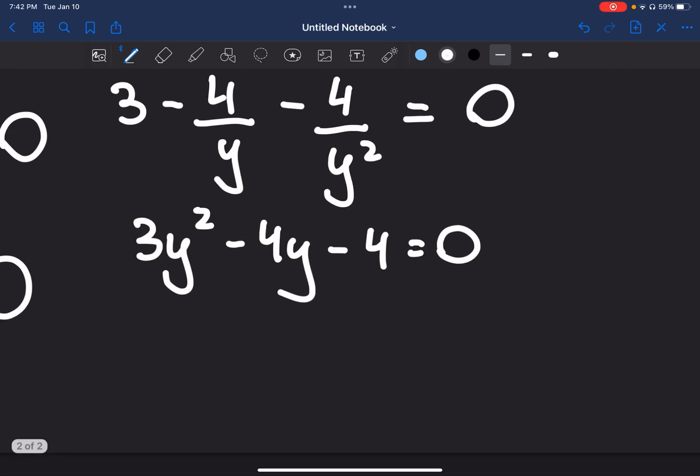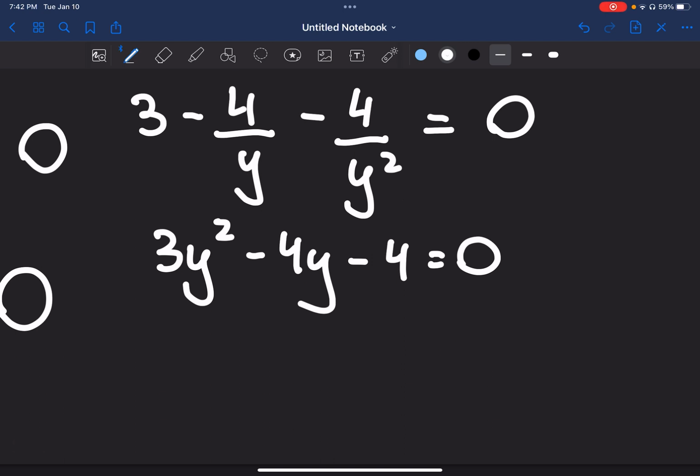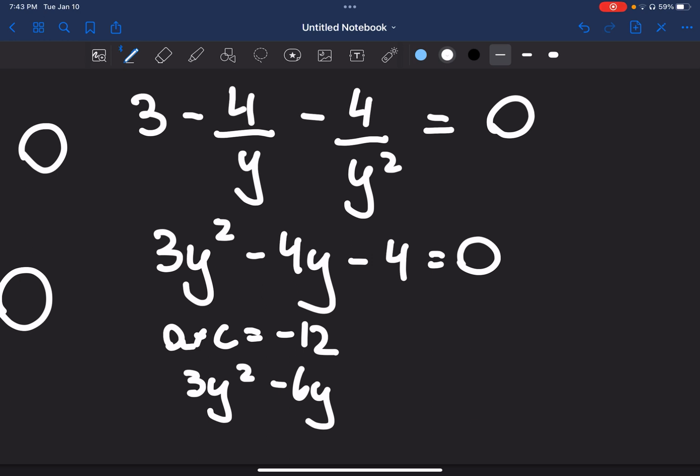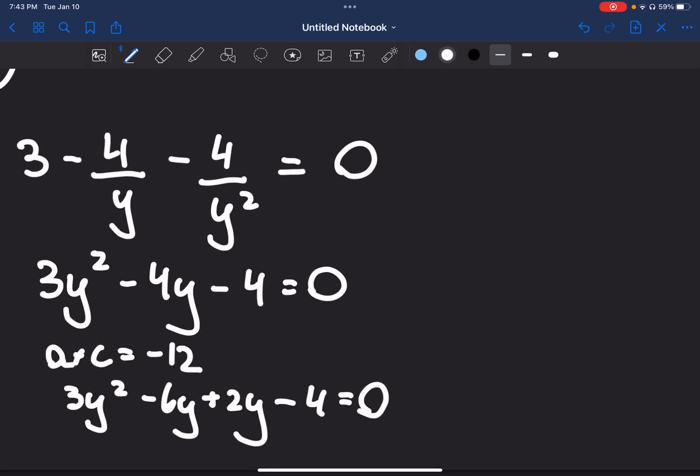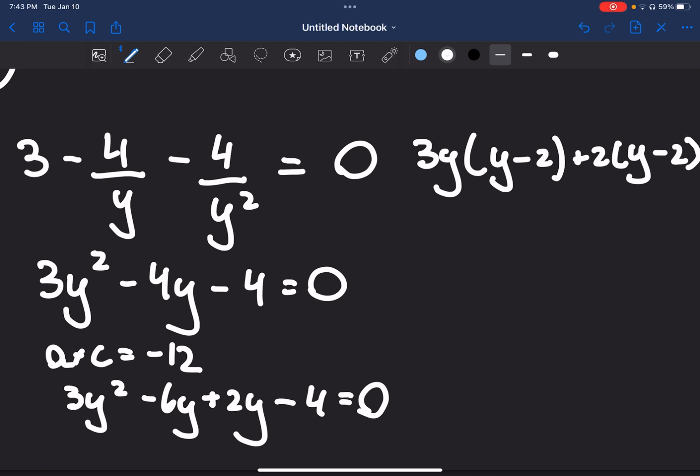Now that we have a quadratic, we can do the AC method. Two things that multiply a times c. So a times c is equal to 3 times minus 4, which is minus 12, and it should add to get minus 4. What two things multiply to get minus 12 but add to get minus 4? Well, that would be negative 6 and positive 2. So 3y squared minus 6y plus 2y minus 4 equals 0. Then we can factor it out: 3y(y minus 2) plus 2(y minus 2), and this will be equal to 0.